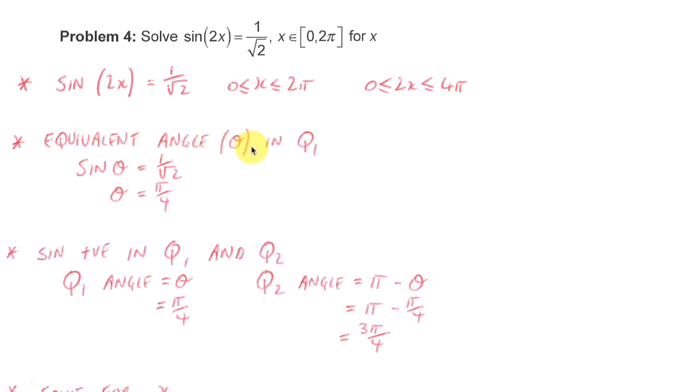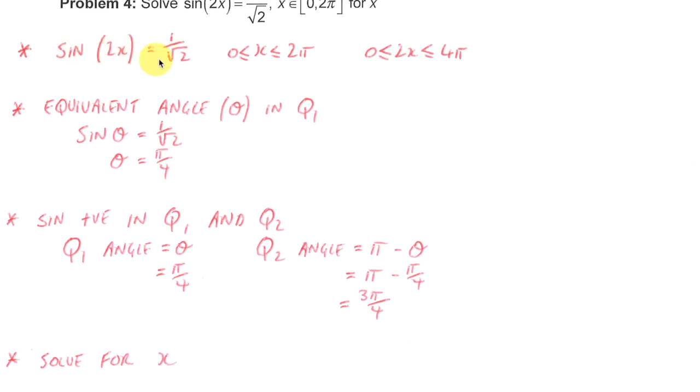Our first job, let's work out the equivalent angle in quadrant 1. Notice I'm dealing with theta here and not x's. So sine theta equals 1 over the square root of 2. And then using my exact value triangle, I'm able to work out that that angle in the first quadrant is pi on 4.